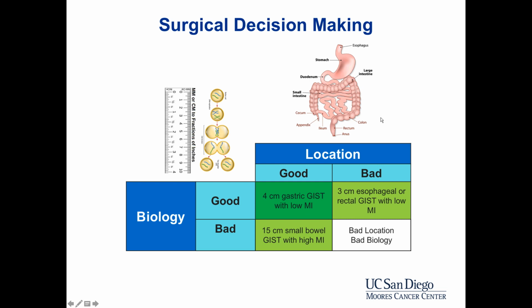And then finally, you might have a 5.5-centimeter duodenal GIST. The duodenum is this portion of the intestine right here that wraps around the pancreas, which is sitting where this white area is, where the arrow is sitting, with a high mitotic index, and that's a pretty difficult place to be operating.